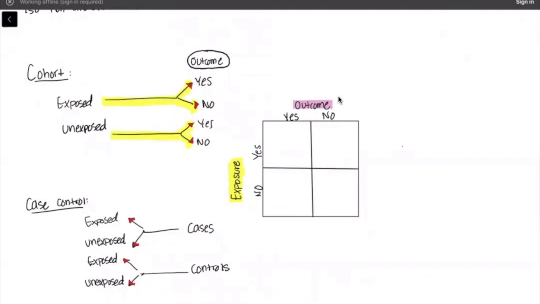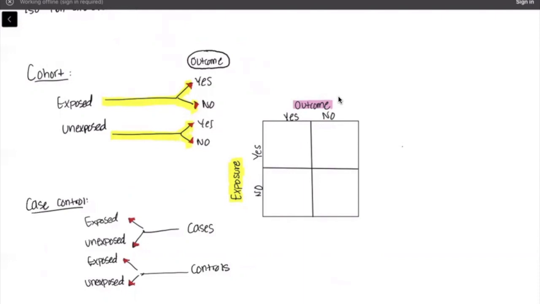So it's all about looking at the exposed versus unexposed and seeing either the risk or odds of developing the outcome of interest. For example, I could find that a larger percentage of smokers develop lung cancer compared to the percentage of non-smokers who develop lung cancer, and whether or not that difference is statistically significant, then I could go ahead and make a conclusion about the numbers that I'm looking at.